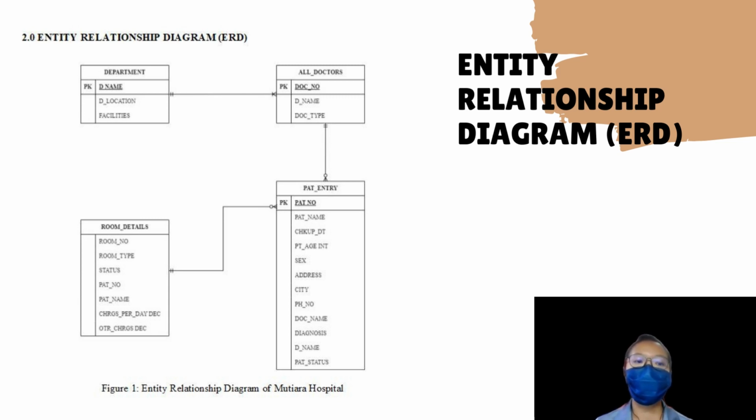The status of a room should be either Y for occupied or N for non-occupied. If a room is occupied, it should be associated with a valid patient number and patient name. The last one shown in the ERD diagram is the charge per day for a room, which should be recorded in the room details table.